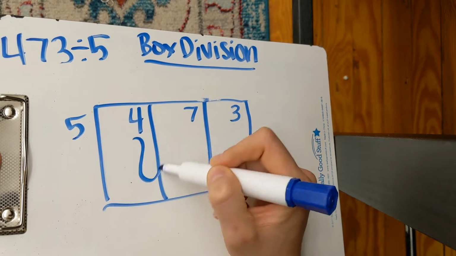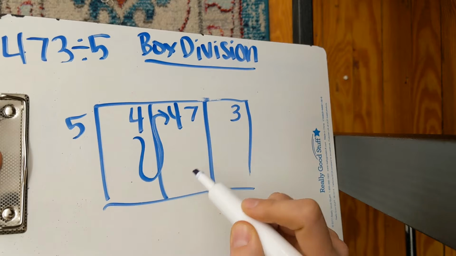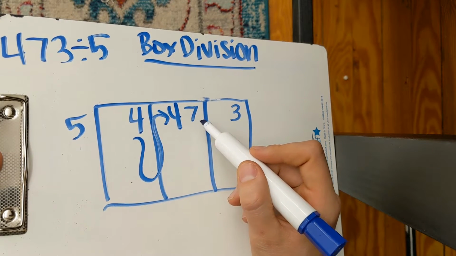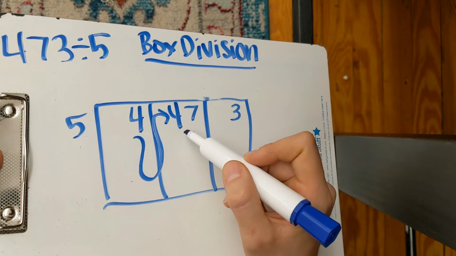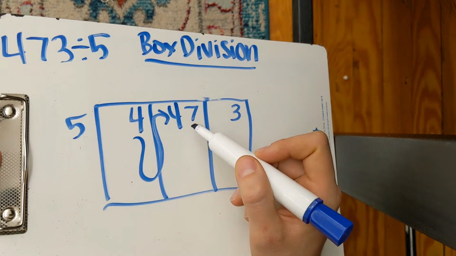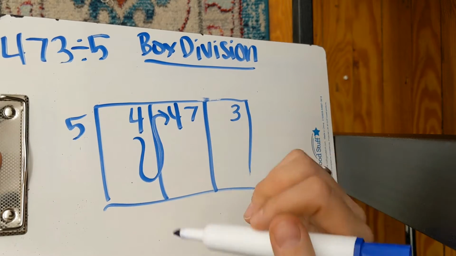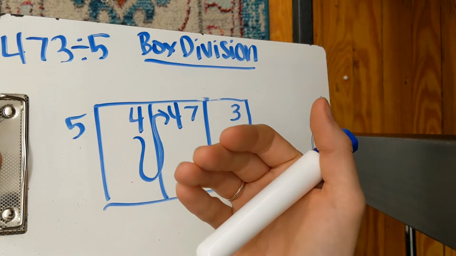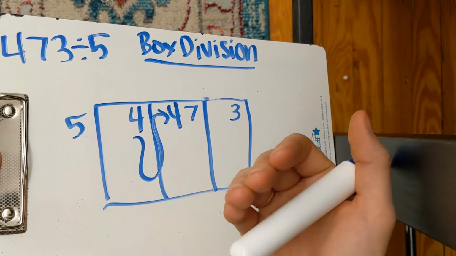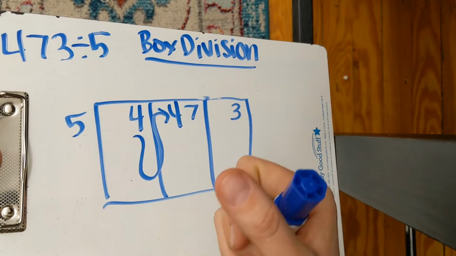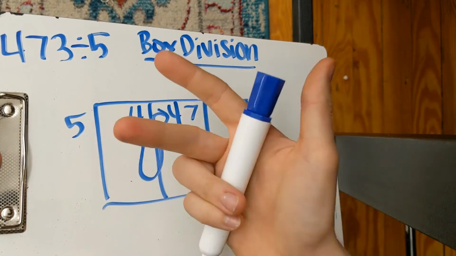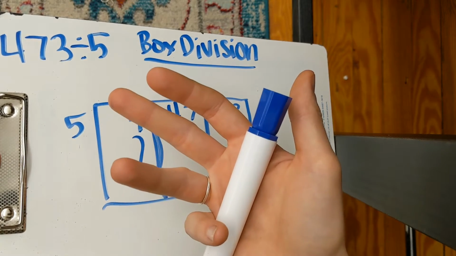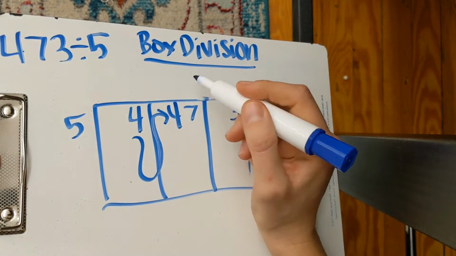I'm going to regroup this 400s into 40 10s. So now in my tens place column, I've got 47 tens. I'm thinking to myself, does 5 fit into 47? I think 5 can fit into 47, so I'm going to skip count by 5s, and I want to get as close to, but under 47, or I want to get exactly 47. Let's skip count by 5s and get close. 5, 10, 15, 20, 25, 30, 35, 40, 45. 5 times 9 is 45.